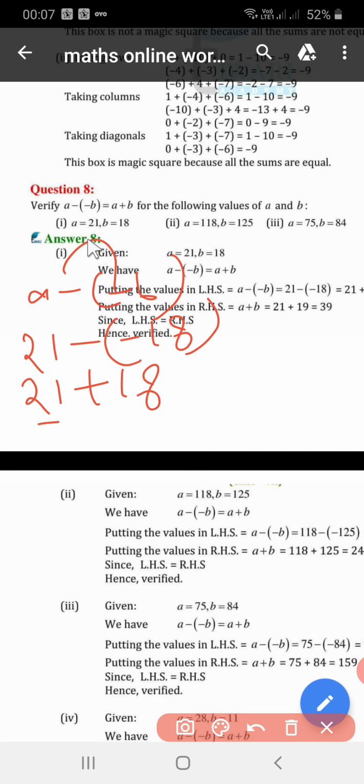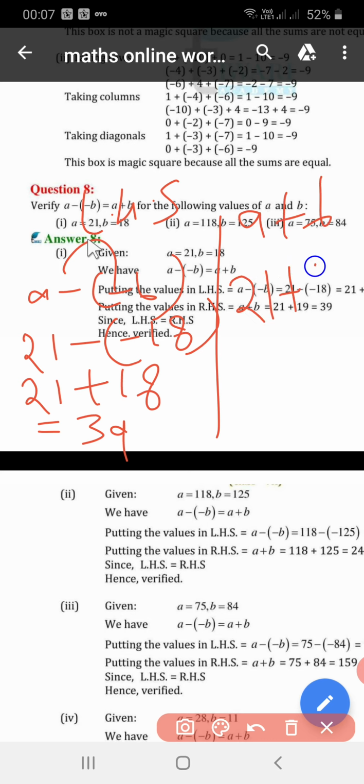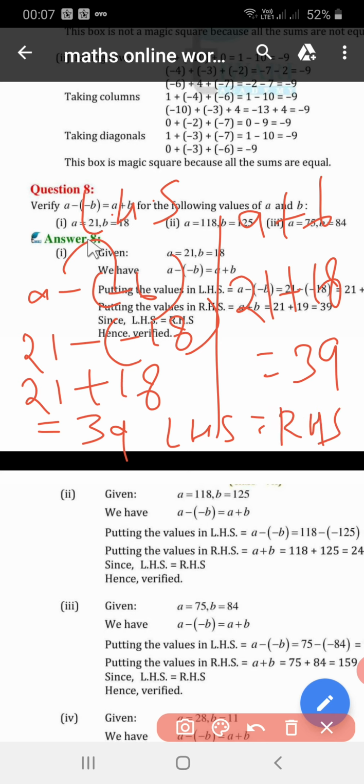What will you get here? 21 plus 18, 39. Similarly, this was the left hand side part. What is the right hand side? A plus b. So put the values, a is equal to 21, b is equal to 18. This is also 39. So here we see left hand side is equal to right hand side. So this is verified for the values of a and b. That means if a is equal to 21, b is equal to 18, this equation is verified.